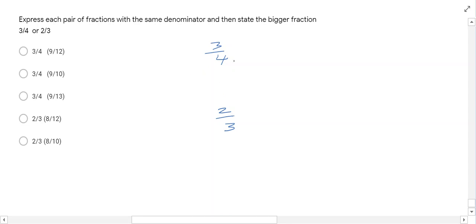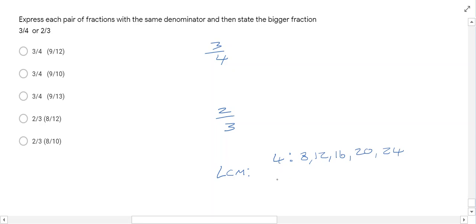Now the way that they are at the moment, it's very hard to compare them to each other and then state which is the bigger fraction. So what we can do is find what's known as the lowest common multiple between the two denominators. If we take 4, for example, the multiples of 4 are 4, 8, 12, 16, 20, 24.